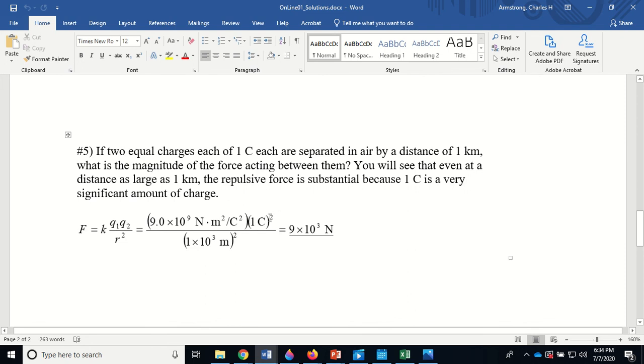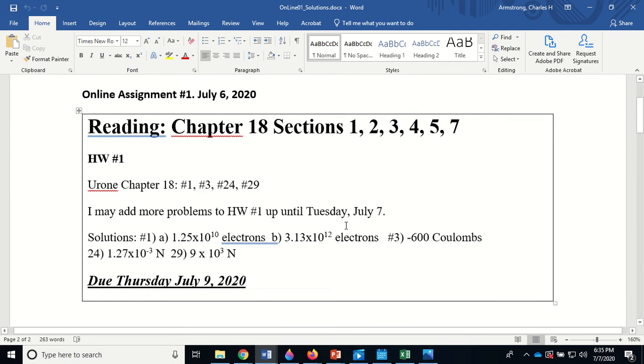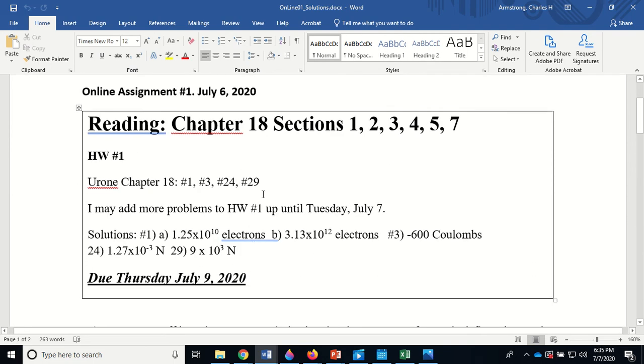So you have 1 coulomb squared, and then you're dividing by your 1 kilometer, which is 1 times 10 to the 3 meters. So 9 times 10 to the 3 newtons would be the force between those, because 1 coulomb is huge. Remember, each individual electron is 1.6 times 10 to the minus 19 coulombs. So 1 coulomb is a huge, huge number, and that's it for the problems. So that kind of covers whatever I'm going to ask you on the quiz on Thursday.